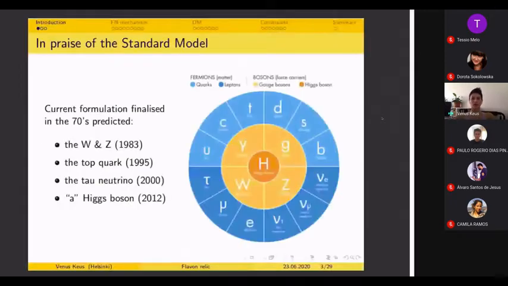So let's start with a happy slide, because we all love the standard model. Its current formulation was basically finalized in the 70s. Since then, experiments have over and over again reaffirmed the correctness of the standard model. The W and Z gauge bosons were discovered in 83, the top quark in 95, the tau neutrino in 2000, and for the purpose of this talk, the Higgs boson was discovered in 2012.